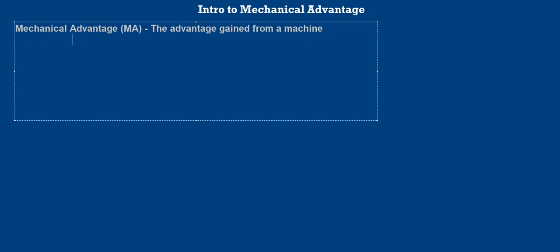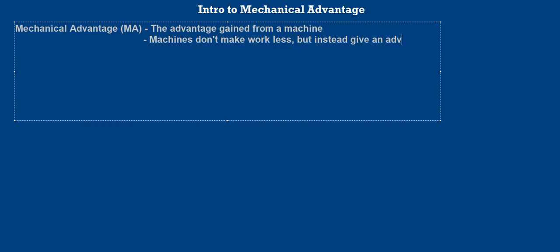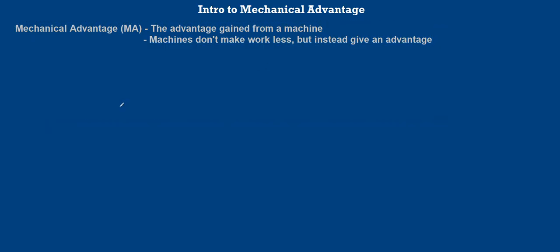And there's something we need to make clear from the get-go on mechanical advantage and machines, and that is machines don't make the work you are doing any less. But instead, they simply give you an advantage in doing that job. So let's use an example to explain what we mean when we say advantage.